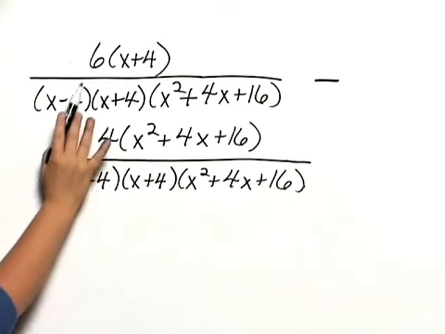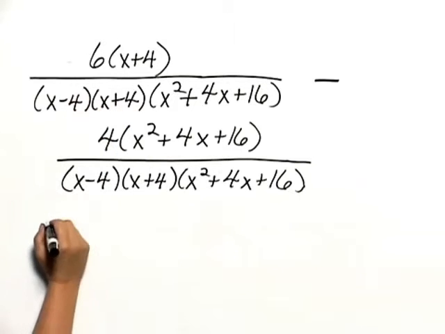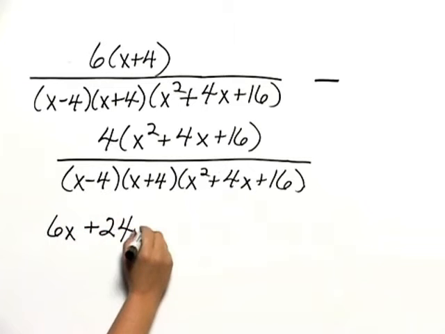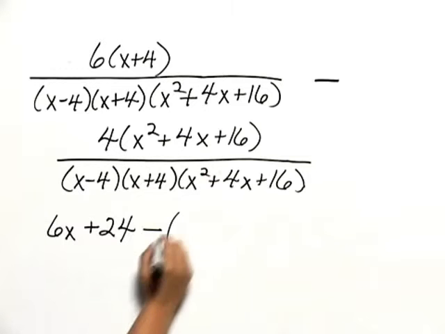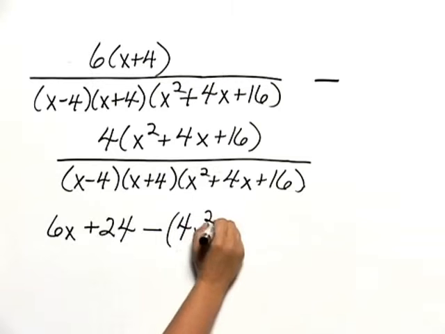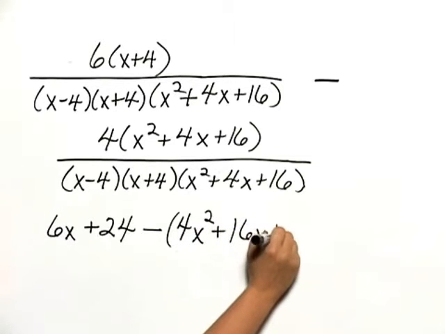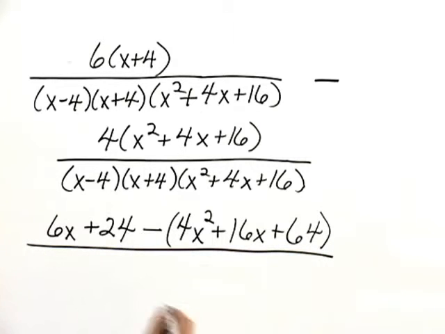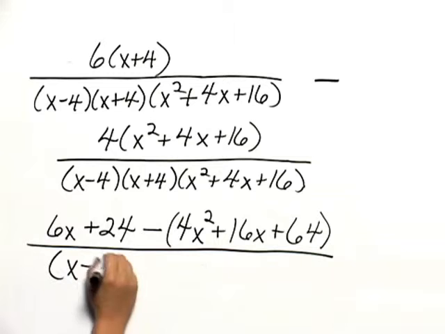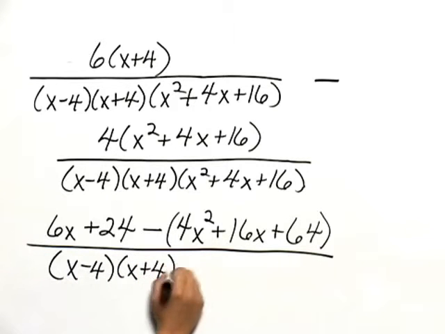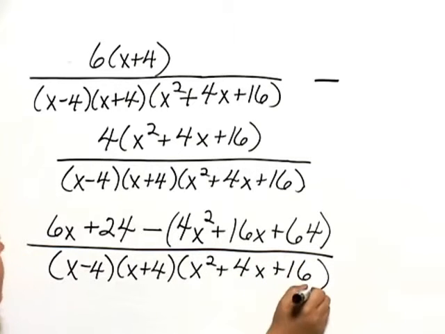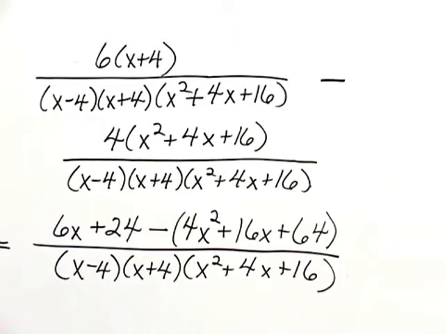I'll multiply as I write. 6 times x plus 4 is 6x plus 24. I'm going to subtract this, and I'll use parentheses to make sure I subtract every term. That's 4x squared plus 16x plus 64. And all of that is over the denominator, x minus 4 times x plus 4 times x squared plus 4x plus 16. That's equal to this.